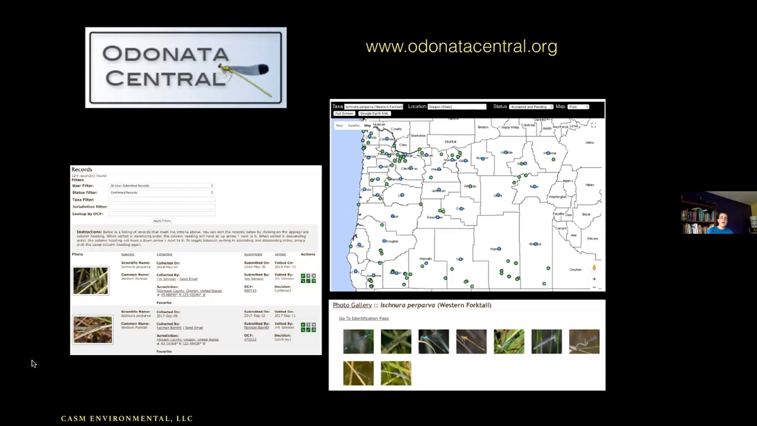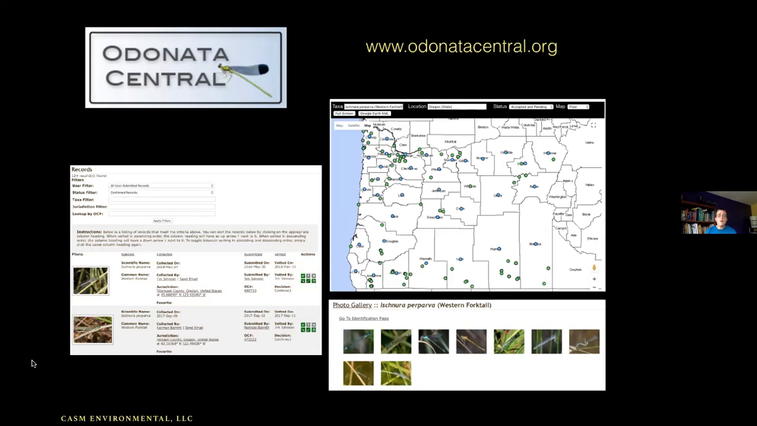So you can go to the website, you can search based on species, you could search all of North America, you could look just at the state of Oregon. Here you can see that every little green dot on that map is showing you where a record was reported to Odonata Central of the Western Forktail, one of the species that you are very likely to see at most, if not all of your sites. Or you could just zero in on Multnomah County or Jackson County or Washington County, whatever it is.